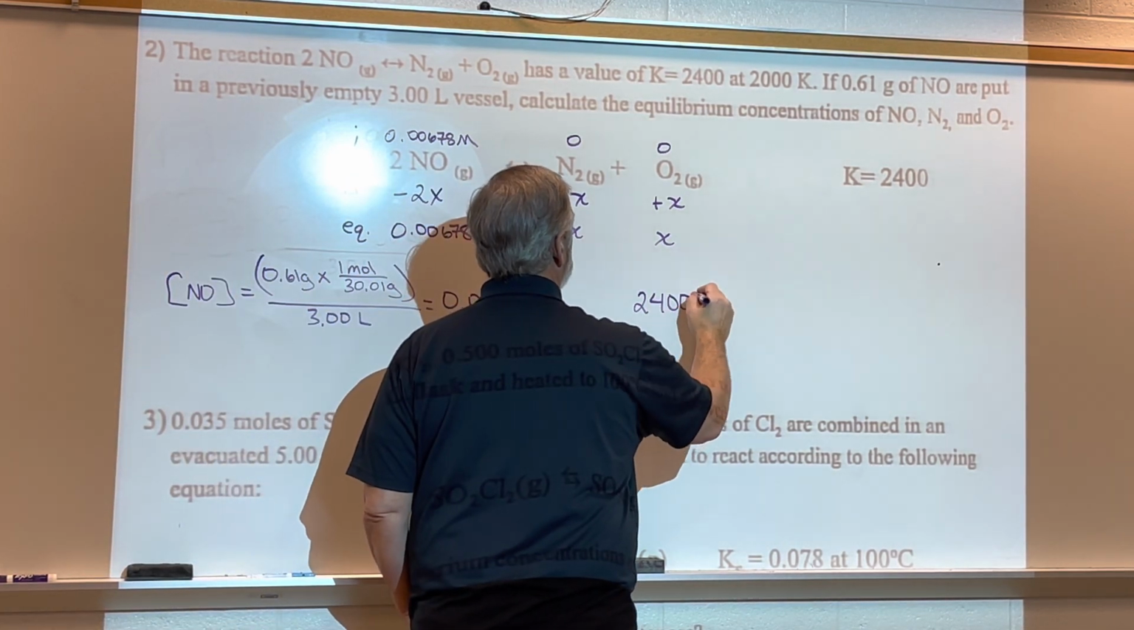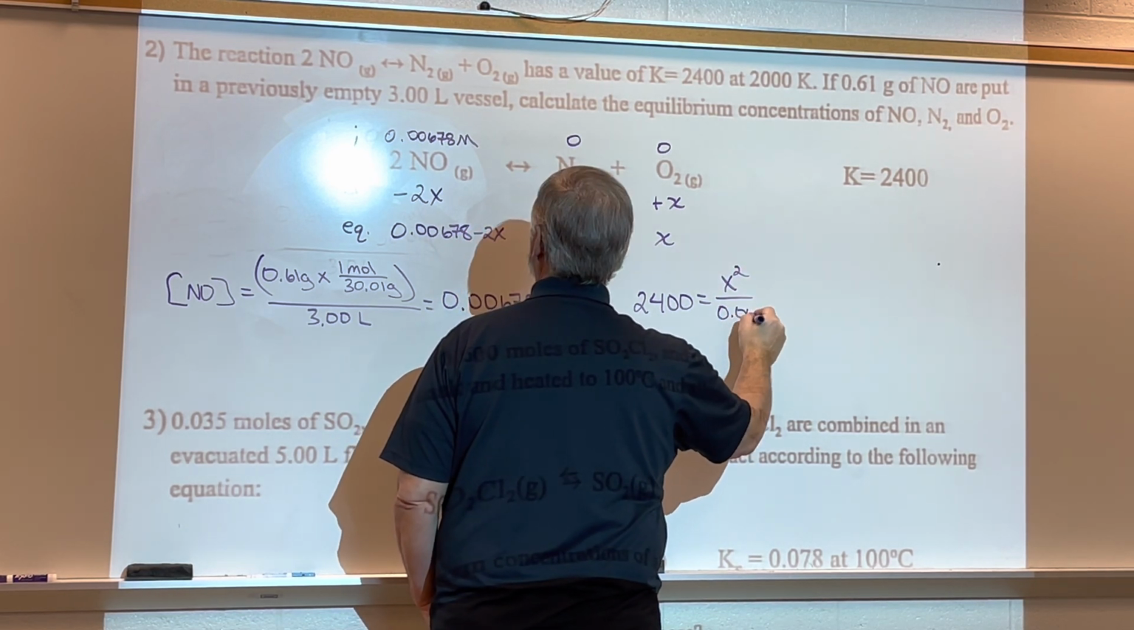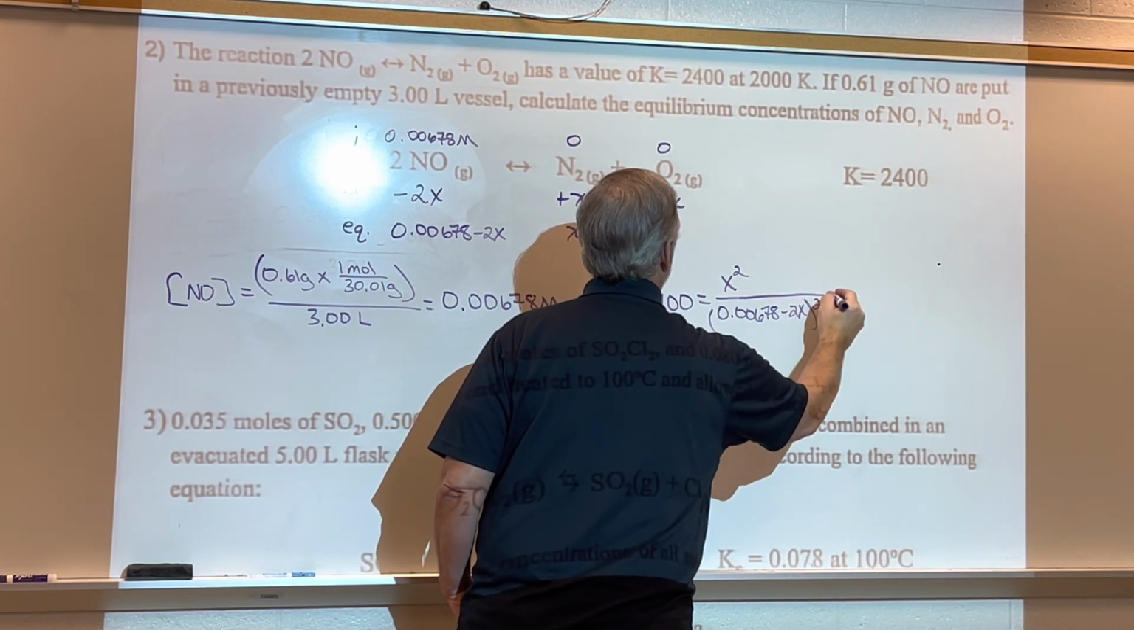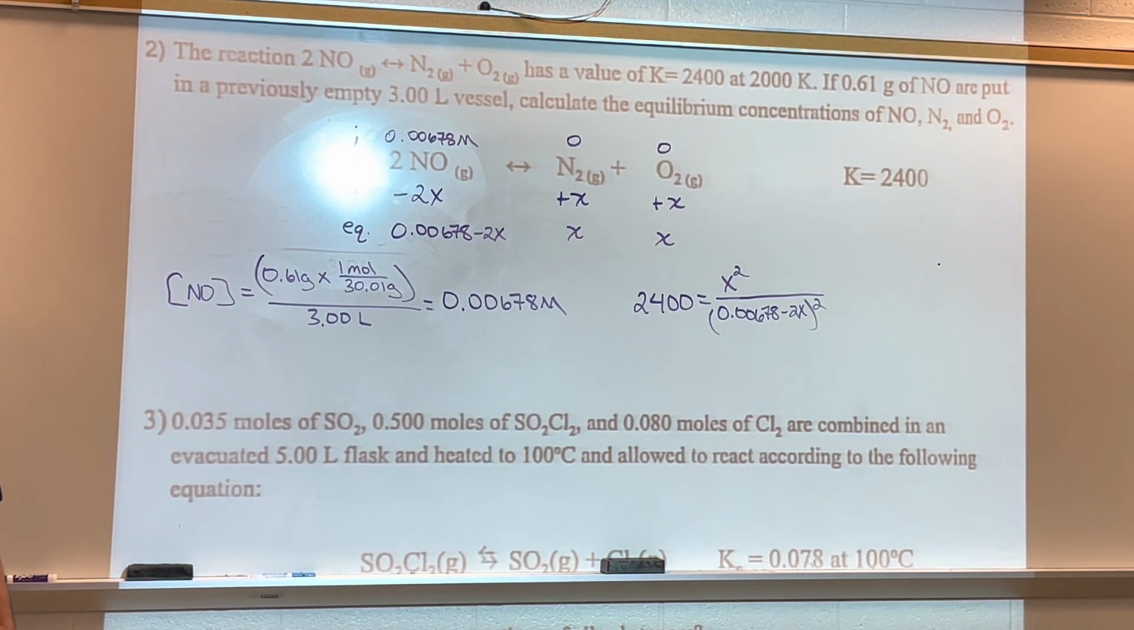2400 is going to equal x squared over 0.00678 minus 2x squared. So how can we get this to where it's not quadratic? Square root. Square root of both sides, solve for x. Now, if you have your fancy calculator, which you're allowed to use on the AP test, you just plug the whole thing into your fancy calculator. You don't even worry about taking the square root and doing all that. More than likely, you won't have one like this.